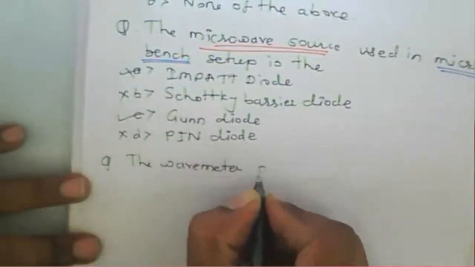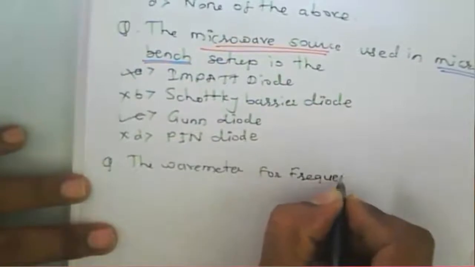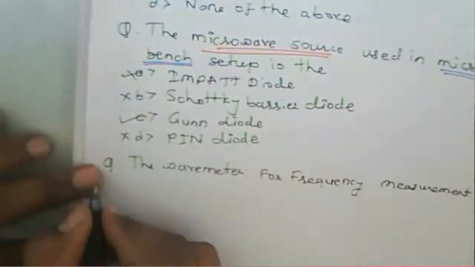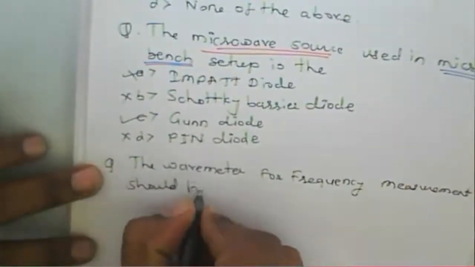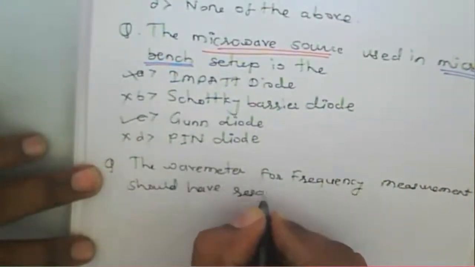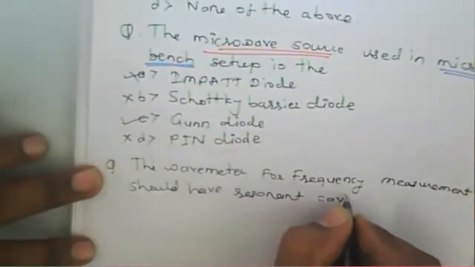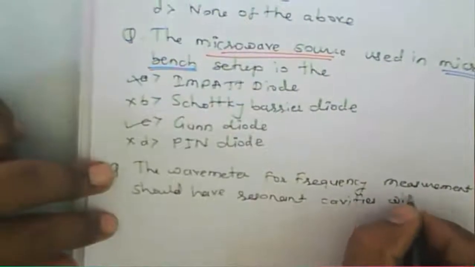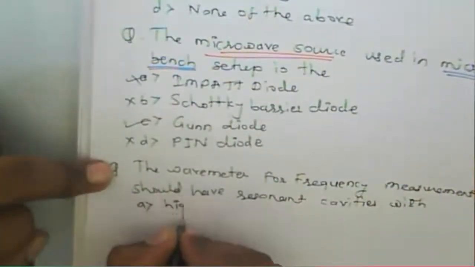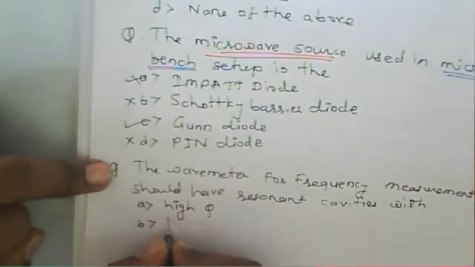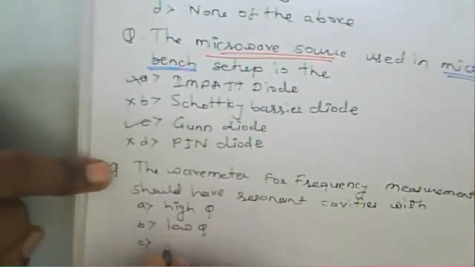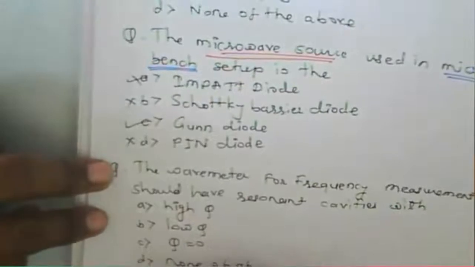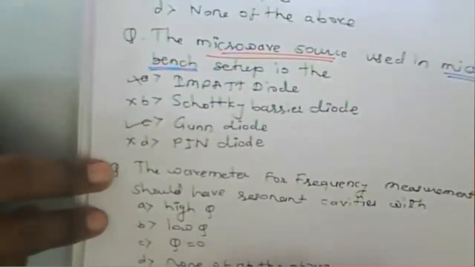So the wave meter for frequency measurement should have resonant cavities with: A, high Q, B, low Q, C, Q equal to 0, D, none of the above.